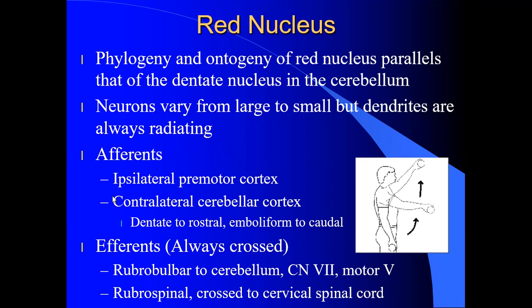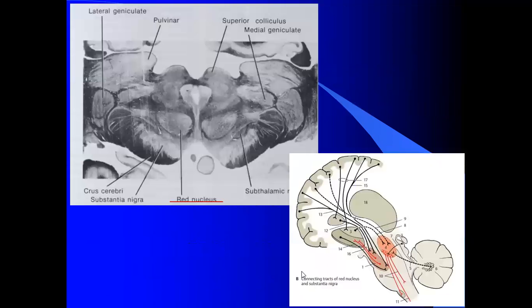You also have afferents from the contralateral cerebellar cortex through the dentate, as well as through the emboliform and globose. The efferents are back to the cerebellum, rubro-bulbar, back to the cerebellum, also the cranial nerve 7 and cranial nerve motor portion of 5, and the rubrospinal tract down especially to the cervical spinal cord as you fix your upper body in order to do this. It works if you think about it that way.